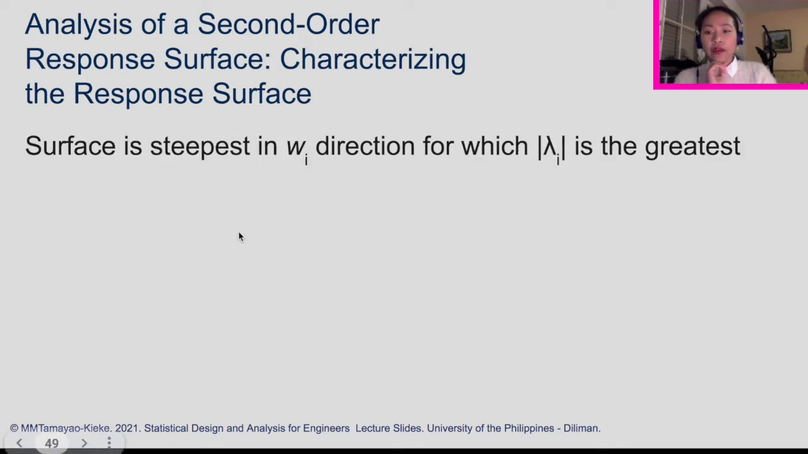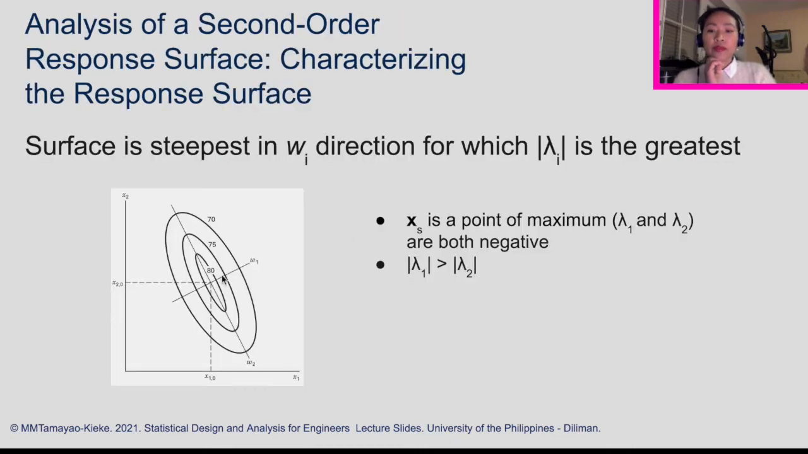Moreover, the surface is steepest in the w i direction for which the absolute value of the eigenvalue is the greatest. So for example here, if your lambda 1 and lambda 2 are both negative, then you would know that x s is a point of maximum response. And say that the absolute value of lambda 1 is greater than the absolute value of lambda 2, then the surface is steepest along the w1 direction.